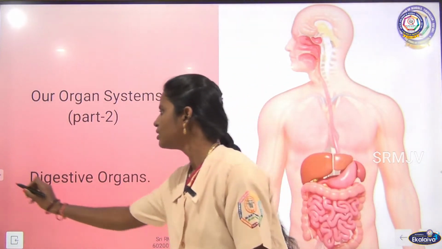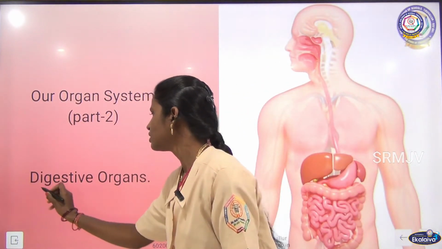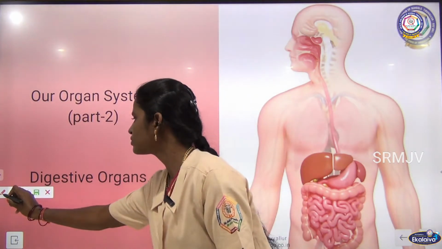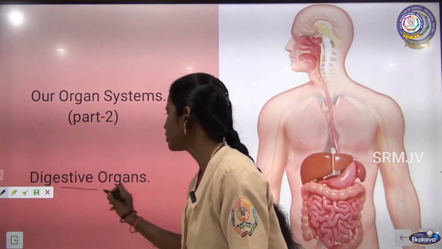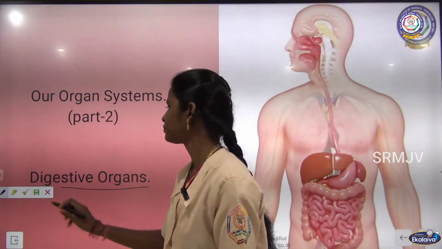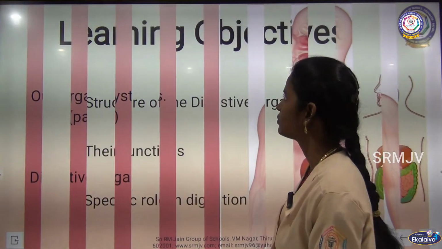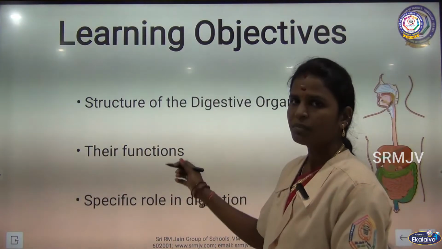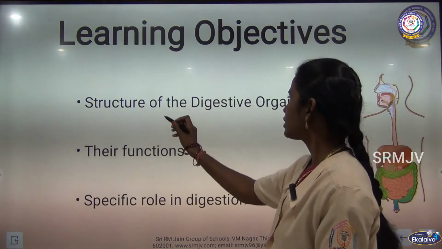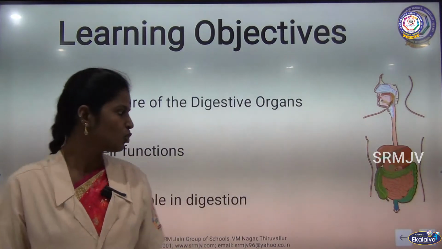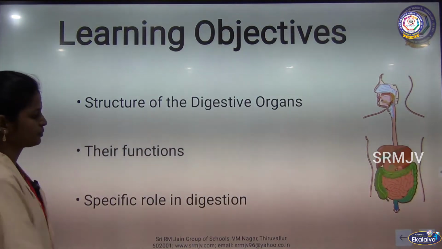So that is digestive organs. So this chapter gives an overview of the structure of the digestive system, their function and specific role in digestion.